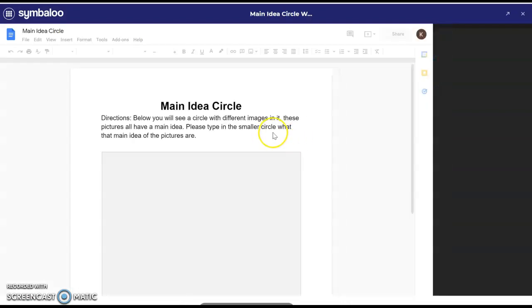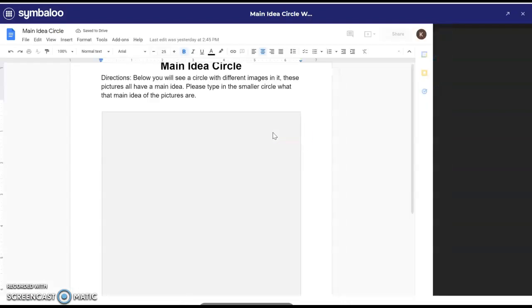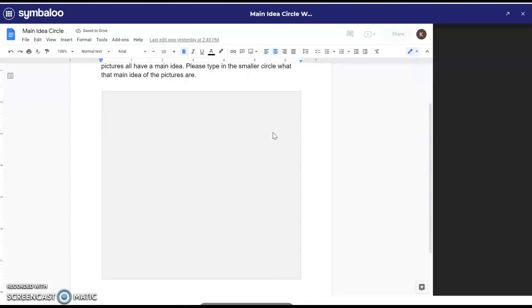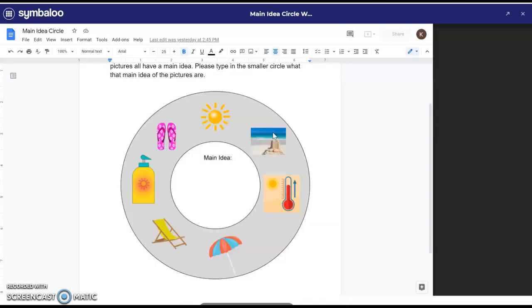Next, we have a main idea circle worksheet. Once it loads, here you have a main idea circle. So there's a few images, and in this box right here, or I guess I should say circle, you're going to fill out what the main idea of all these images are.